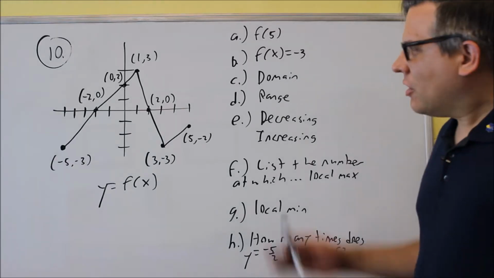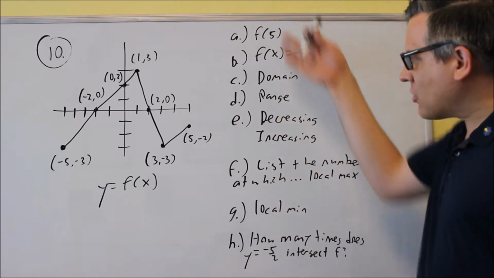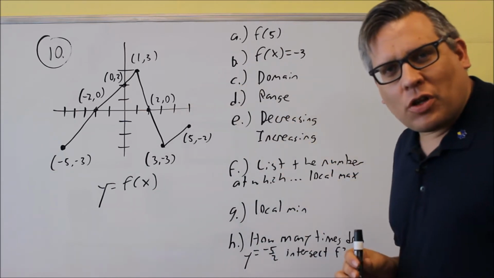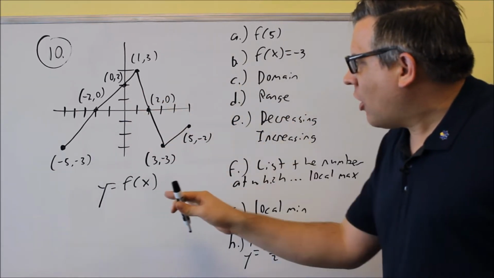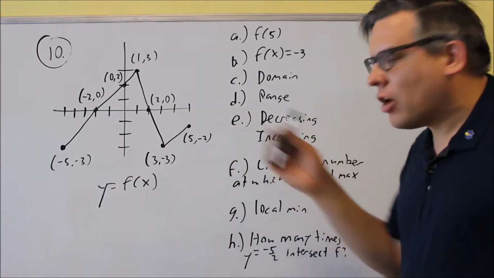Okay, for number 10, we're given a graph. This is a graph of y equals f of x, and we have to answer all these questions just by looking at the graph. So all our answers are just using this portion only. There's no equation to plug anything into. Read it off the graph.